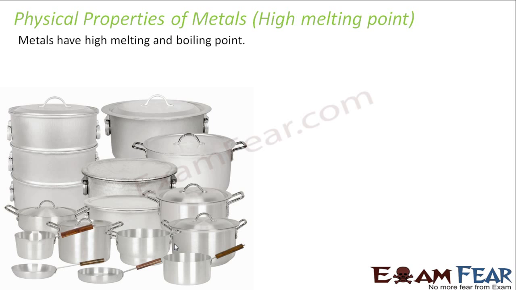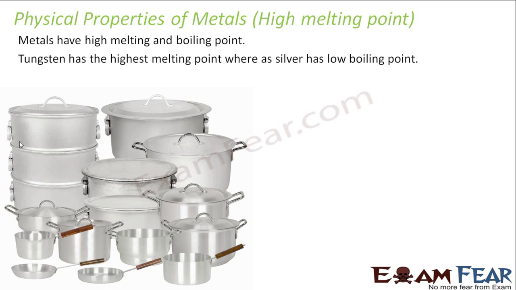Because when you are cooking, it gets the heat. So if it has a low melting point, it may melt. So generally, metals are used because metals have high melting and boiling points. Tungsten has the highest melting point, whereas silver has the lowest boiling point. So this is something to remember. There is no concept in this. It's all based on observation.